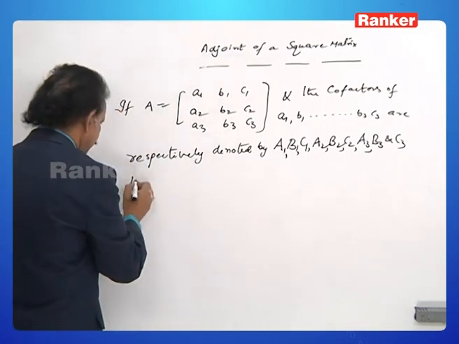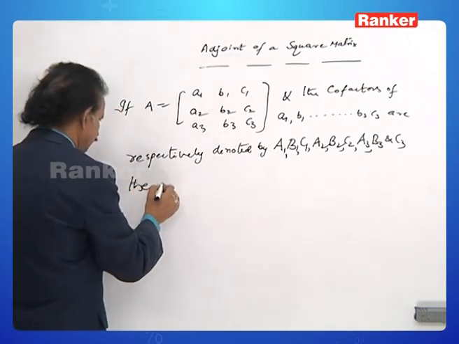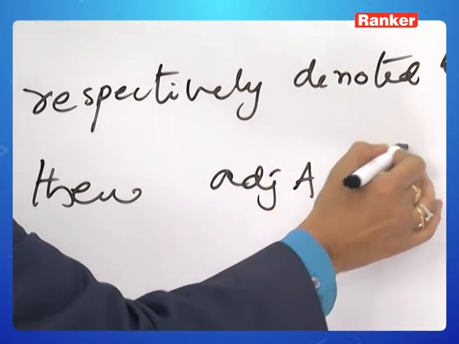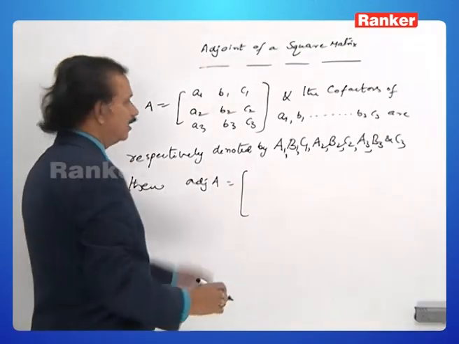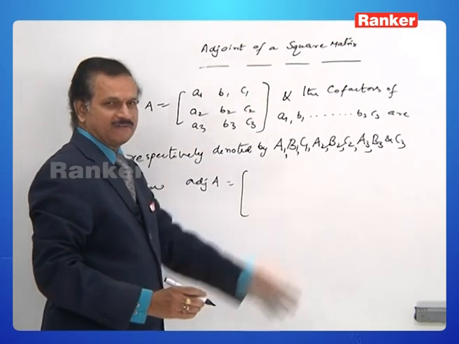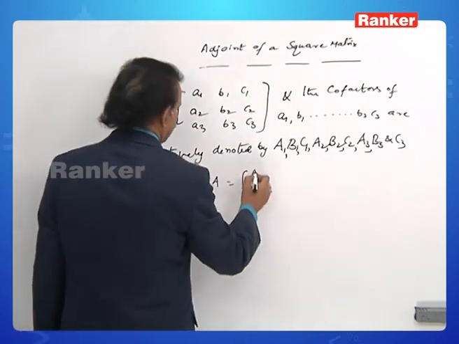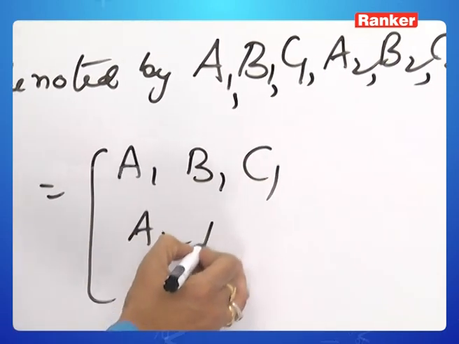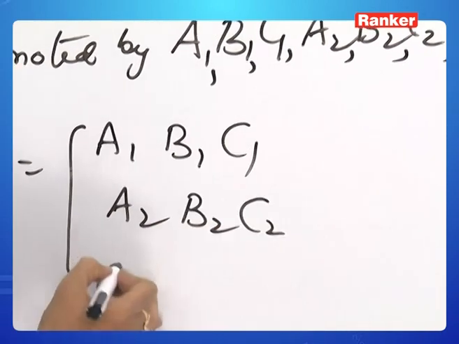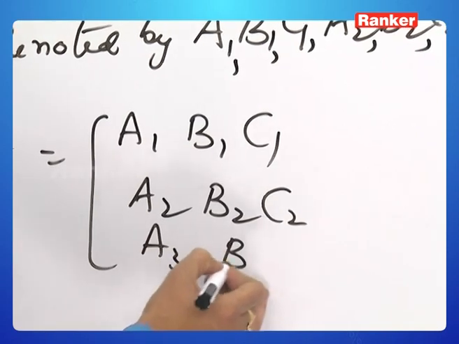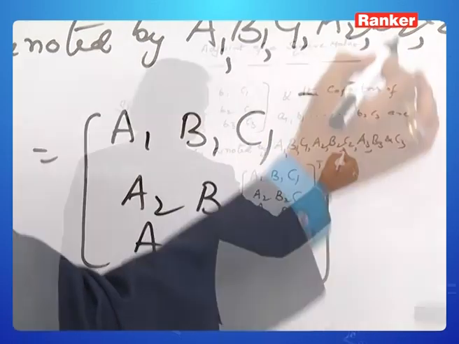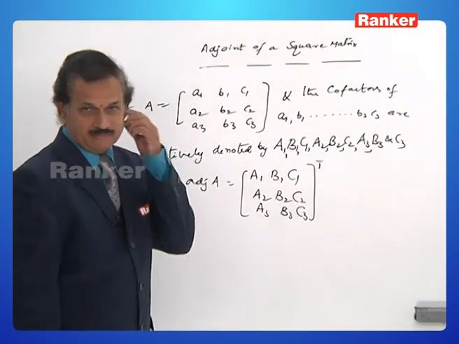Then adjoint A is equal to, replace the elements by cofactors. What happens? A1 B1 C1, A2 B2 C2, A3 B3 C3. And the transpose of that matrix.